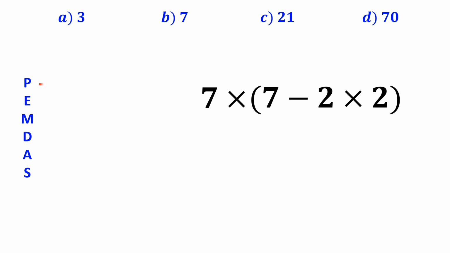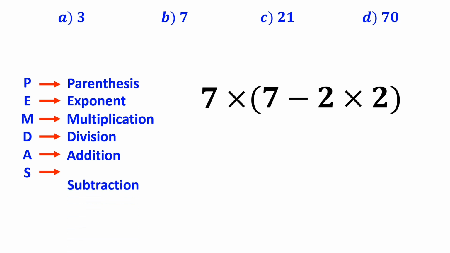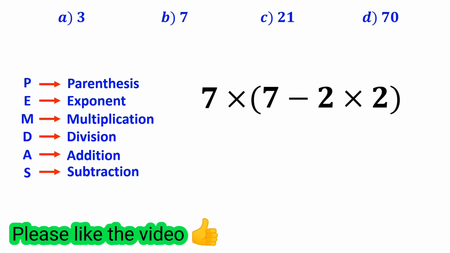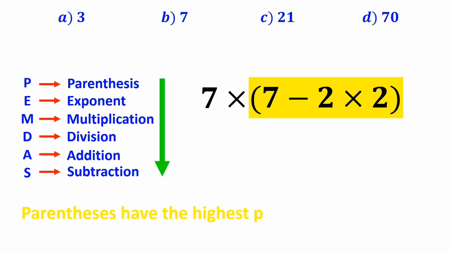In this rule, P stands for parentheses, E stands for exponent, M stands for multiplication, D stands for division, A stands for addition, and S stands for subtraction. We have to follow the order of operations I told you, step by step from top to bottom. So, we'll start with the parentheses first, because parentheses have the highest priority over the other operations.